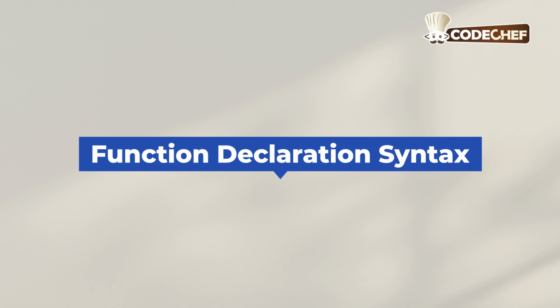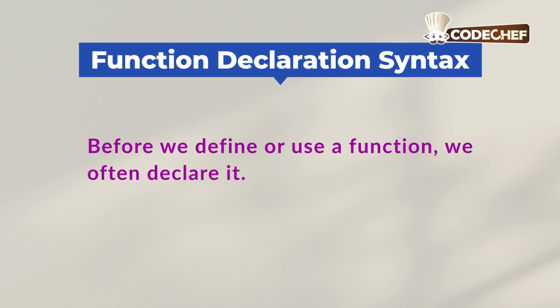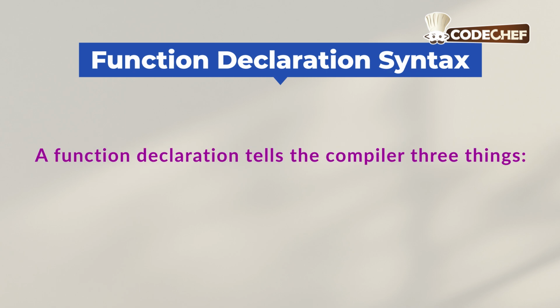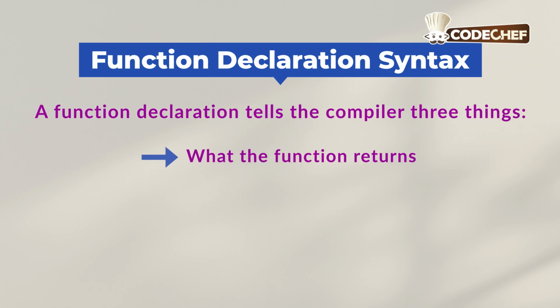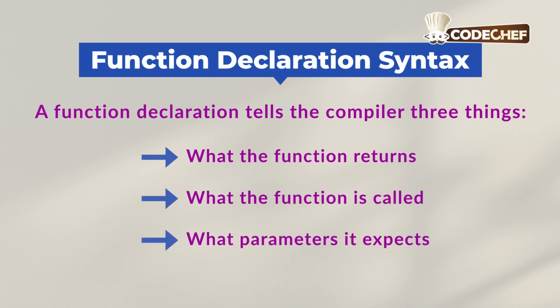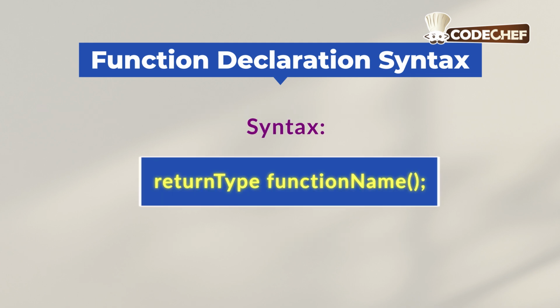Function declaration syntax. Before we define or use a function, we often declare it. A function declaration tells the compiler three things. First, what the function returns. Second, what the function is called. And third, what parameters it expects. Its syntax is return type, then function name, and then if we have any parameters, we put those parameters inside these brackets, and a semicolon. This is how we declare functions in C++.